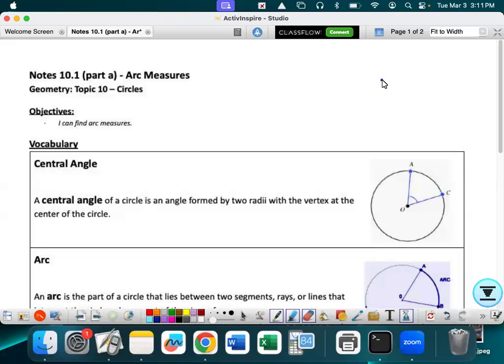So in this set of notes, we are going to be going over notes 10.1 part A, arc measures. So some vocabulary before we get into how to measure an arc measure.